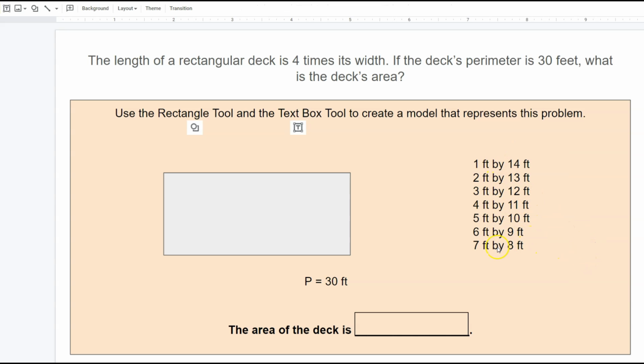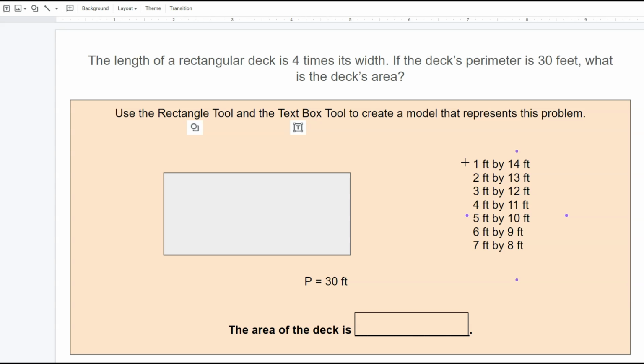I know that one of these is going to be the answer. So I'm going to go one by one using my line tool and cross it out if I know that the length of the deck is not 4 times its width. In other words, if these two numbers cannot be related with a multiplicative comparison of 4 times, then I know that can't be the answer.